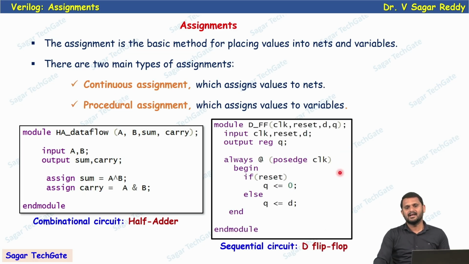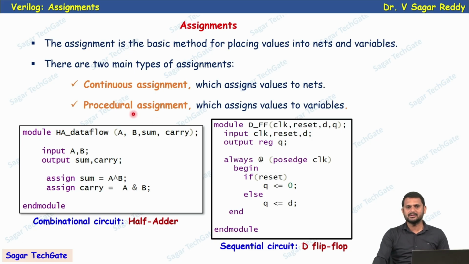Now we see the procedural assignment statement. The statements which we write in a procedural block, like always or initial, are known as procedural statements. Now q <= 0 and q <= d, these are the procedural statements. Those are called non-blocking and blocking statements. So in this video, we'll discuss these procedural assignments, especially blocking and non-blocking statements.